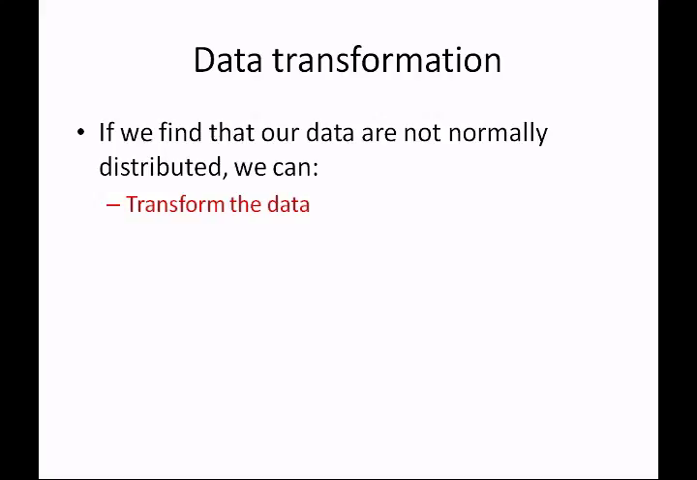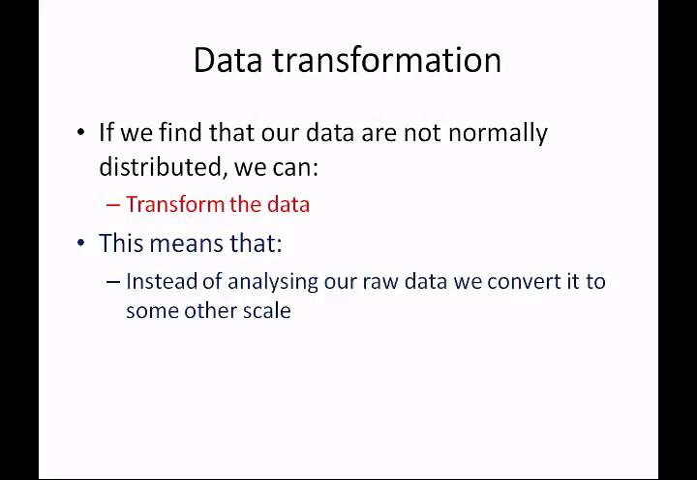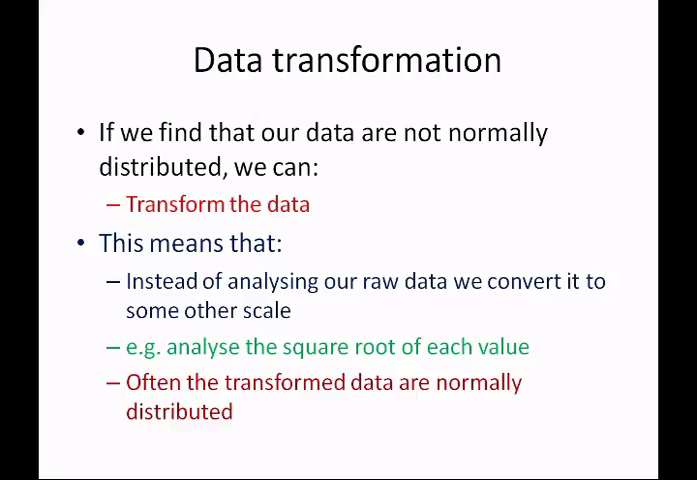Finally, we'll deal with data transformation, and that's what to do if the data are not normally distributed. And in this case, what we need to do is transform the data. And what that means is, instead of analysing the raw data, we actually convert it to some other scale and analyze that. For example, we might take the square root of each of the values and then analyze the square root values, because what we find is that data transformed in this way often follows a normal distribution.